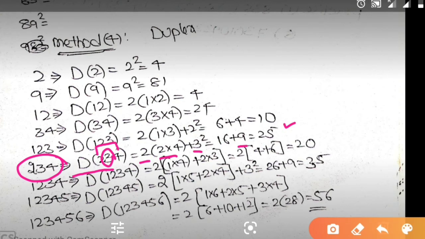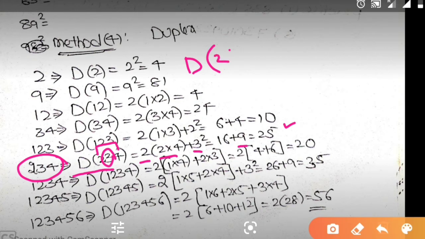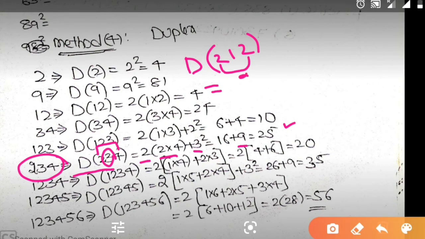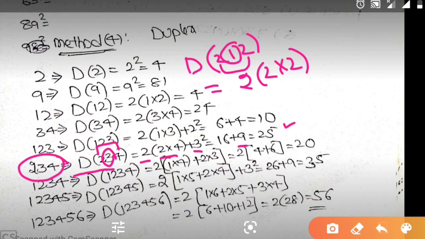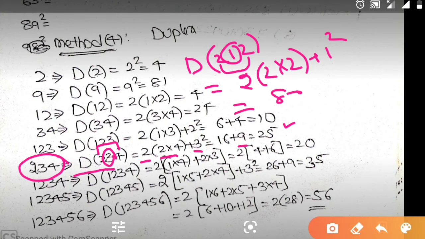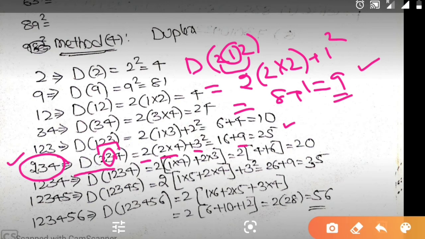So similarly, if you want to do the duplex of any number, 2 1 2, what you have to do, you have to multiply the first and last digit, 2 into 2, again you have to square the middle digit and you have to add that one. 2 2 is 4, 4 2 is 8 plus 1, so you will get the answer like this. I think you understood the 3 digit duplex method.